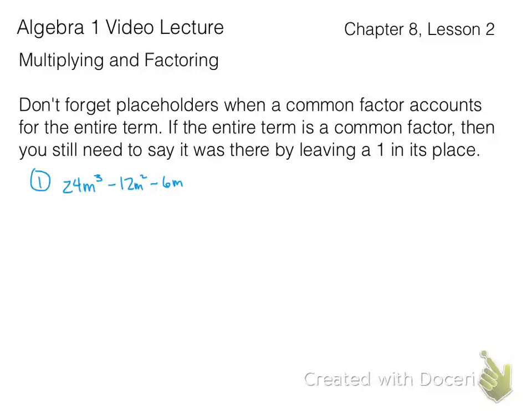When you're factoring and you're able to pull an entire term out because it is a common factor, you have to leave a place value there as 1. So let's go ahead and show you how this works. So we have 24m to the third minus 12m to the second minus 6m. So let's go ahead and make the common factors.